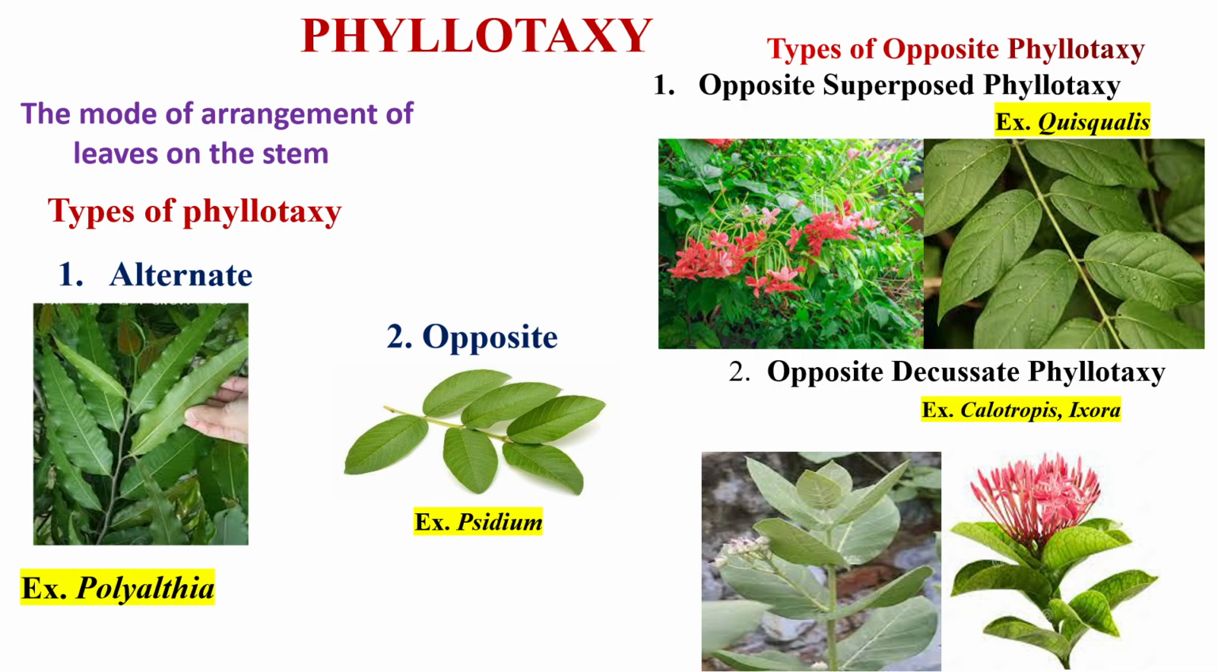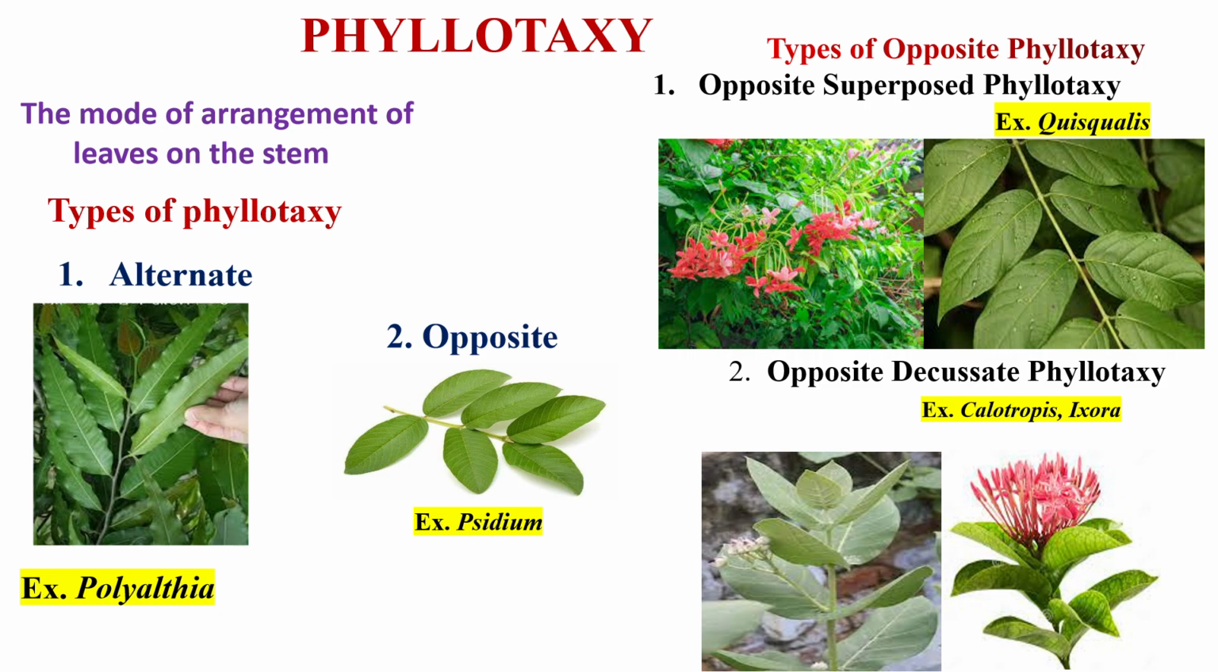Phyllotaxy. Phyllotaxy refers to the mode of arrangement of leaves on the stem. Now, let us see the types of phyllotaxy one by one. They are alternate, opposite, ternate, whorled, radical, and mosaic. In alternate, leaves are arranged alternately to the right and left side of the stem, one leaf per node. Example, Polyalthia. In opposite, the leaves are arranged in pairs at each node.